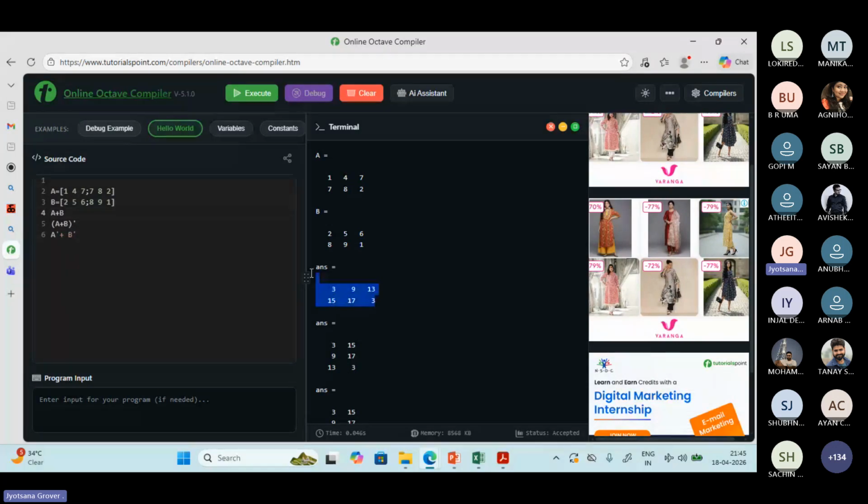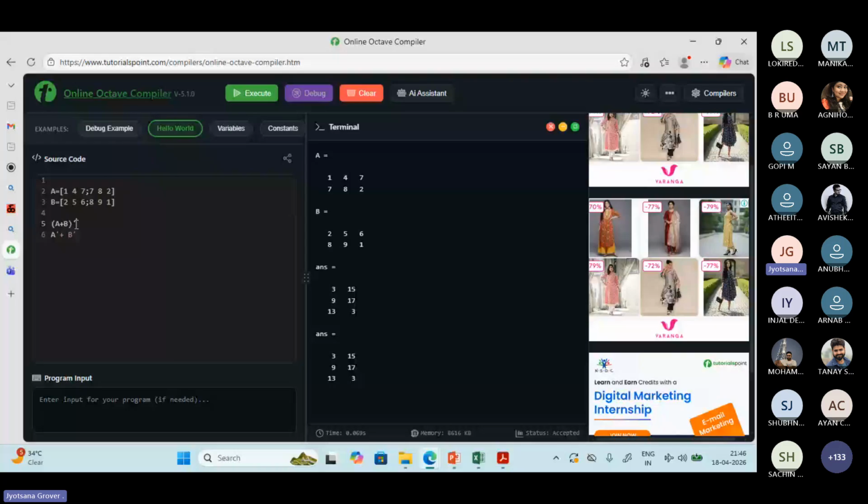Now you take its transpose, as we have to do A plus B transpose. This is A plus B, take its transpose. So first row will become the first column: 3 9 13. Second row will become the second column. So this is your A plus B transpose. Result is same as A transpose plus B transpose. You can check. You record these values somewhere. Write down in your notebook. This is A plus B transpose.